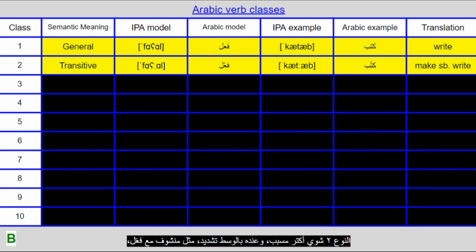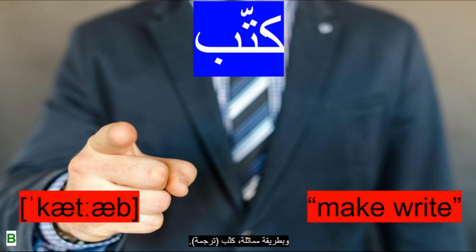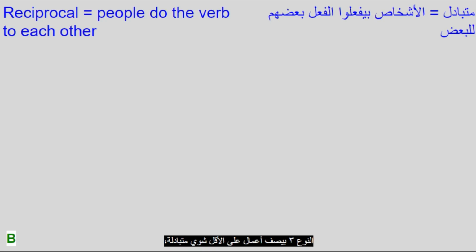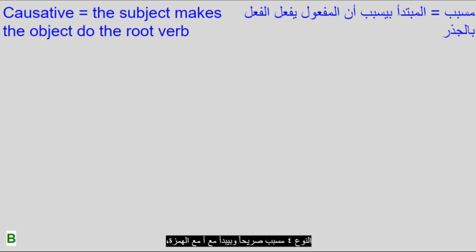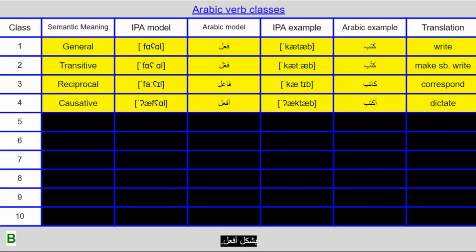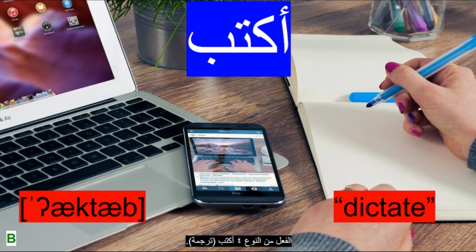Class 2 is a bit more on the causative end and has gemination in the middle, as we see with fa''al, and likewise, katab means make someone write. Class 3 describes actions that are at least somewhat reciprocal and has a long first vowel as in faa'al. The class 3 verb kaatab means correspond with someone. Class 4 is explicitly causative and starts with alif with the hamza in the form of af'al. The class 4 verb aktab means dictate, like tell someone what to write.